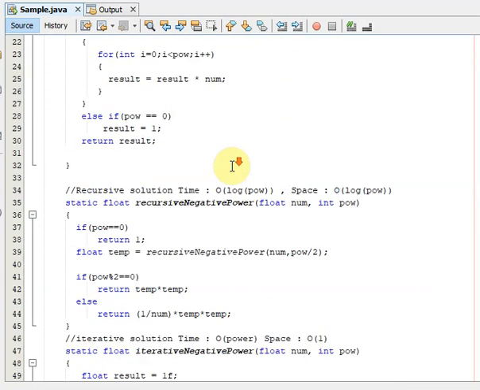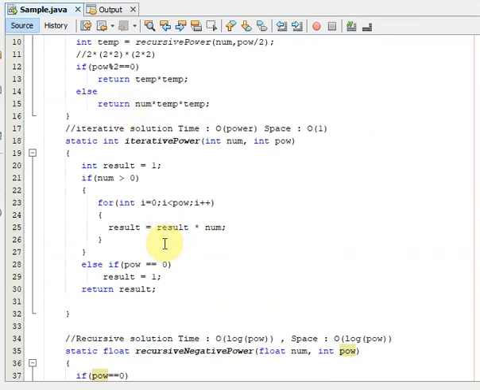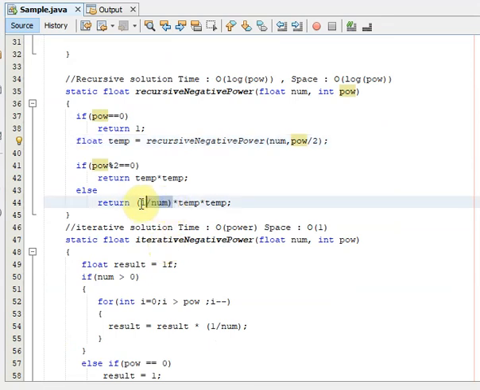And what if we have a negative value of this power? Of course, when the power is negative, then we have to do 1 by the number. So of course, 1 by something is a float value, so I'm taking everything as a float variable over here. In the recursive way the logic still remains the same. It's exactly the same replica, but here I am doing 1 by number instead of just writing number. So that is the small change.